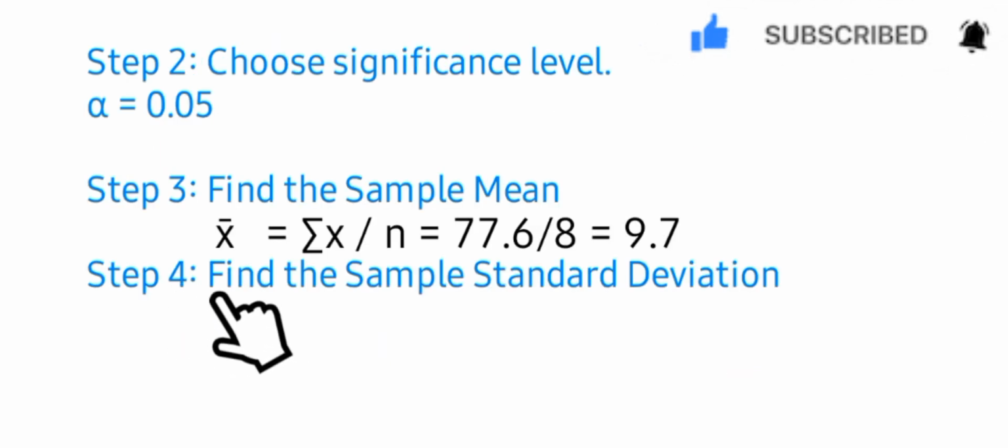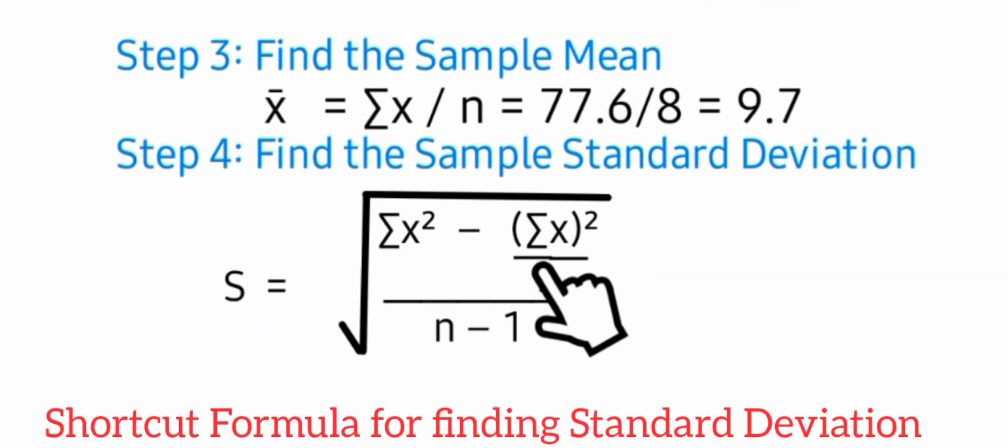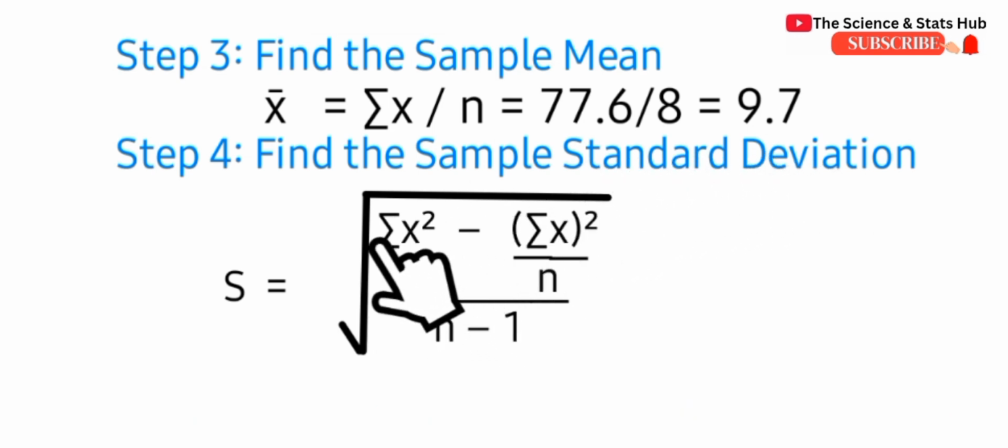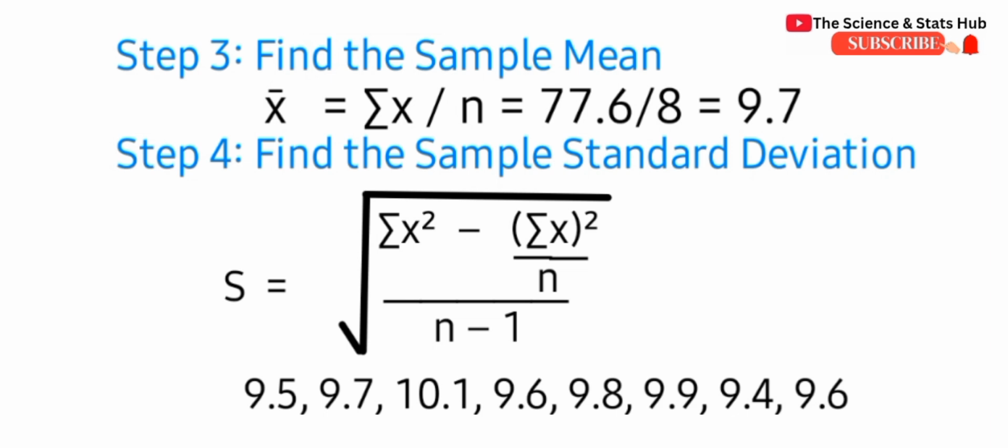Next is to find the sample standard deviation. This is the shortcut formula used in finding the standard deviation of sample data. Looking at this formula, we have summation x squared. We are given this range of values, which serves as x.